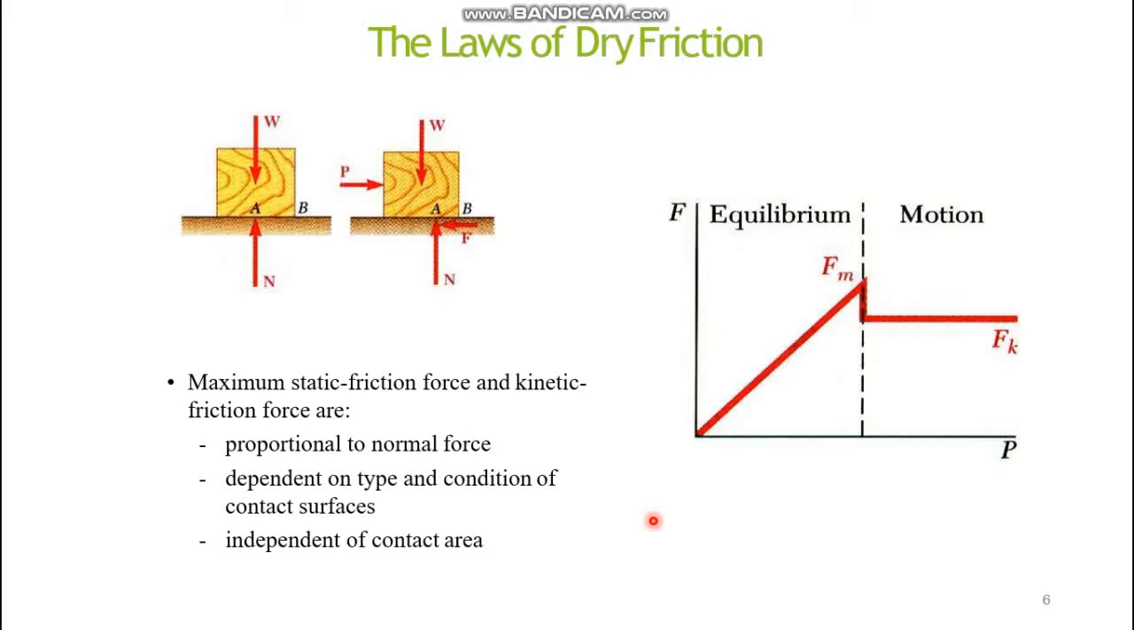These are the laws of dry friction. As I told earlier, what is dry friction? This is a block A, and the self weight of the block is W, which acts downwards, and this is the normal force. This is the contact surface. The maximum static friction force and kinematic friction force are proportional to the normal force.